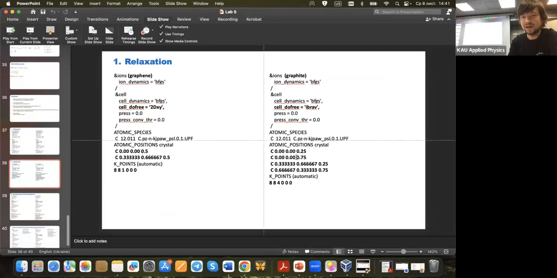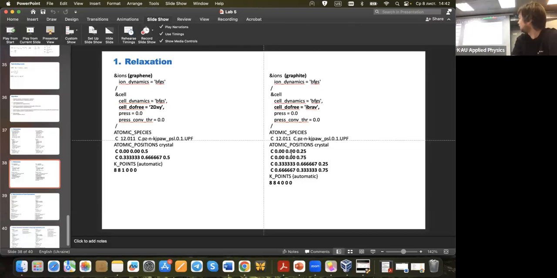and I just left one layer: 0, 0, and then 1/3, 2/3, and 0.5. So I shifted this layer to the center. 0.5 means that it's in the center of the unit cell, and that's all. So that's a very simple thing. This is the very simple methodology of how I created graphene from graphite.